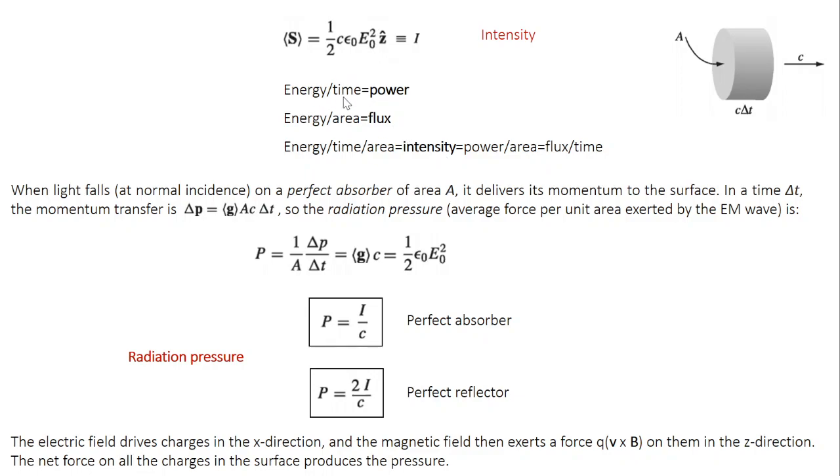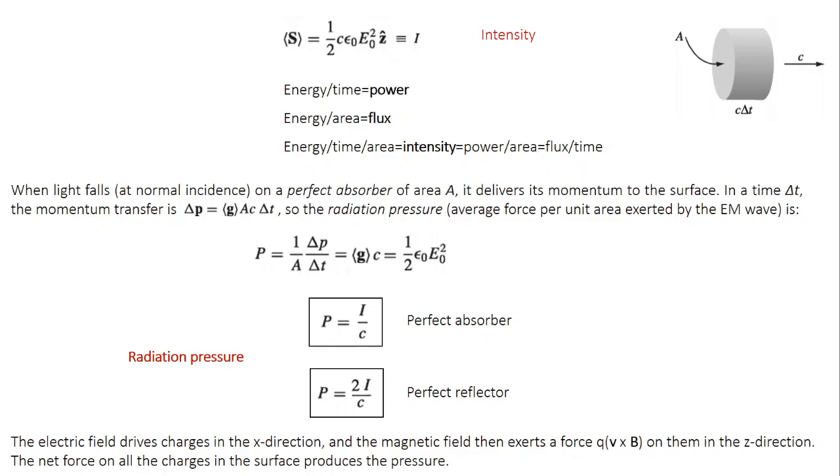Power is energy per unit time. So the unit is joule per second or watt. Flux is energy per area. Unit is energy per meter square. And energy per unit time per unit area, this is intensity. The unit is joule per second per meter square. Energy per time is power, so you can define intensity as power per area, so watt per meter square. Or alternatively, energy per area is flux, so you can also define intensity as flux per unit time.